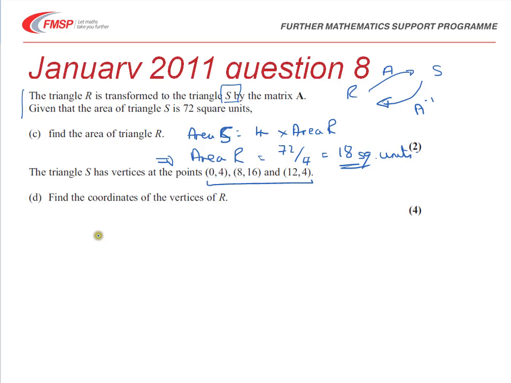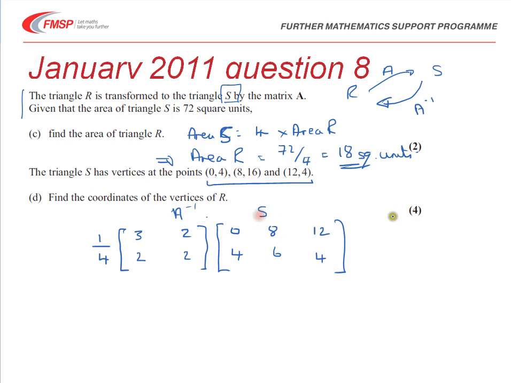So we need to take the inverse, which we'd calculated before as being 1/4 of 3, 2, 2, 2, and multiplying that by the matrix for the vertices. These are done as columns, so 0, 4, 8, 16, and 12, 4. So this is A inverse multiplied by S will be equal to R.